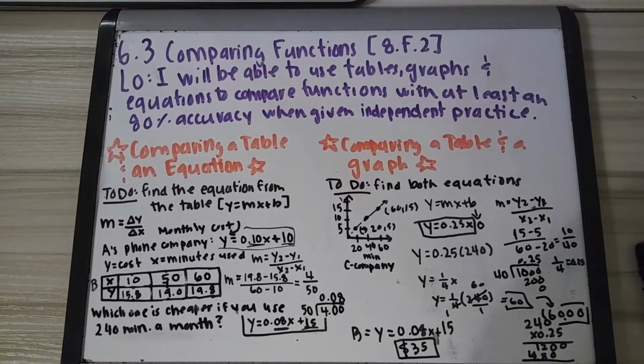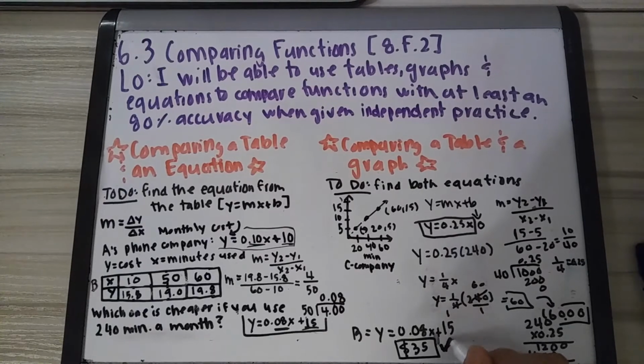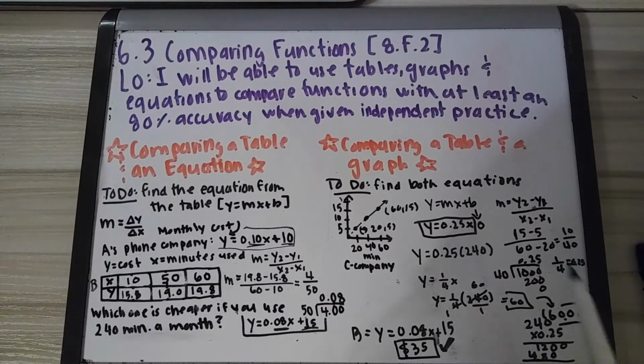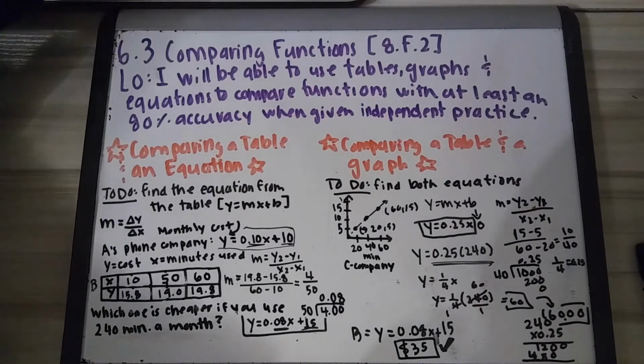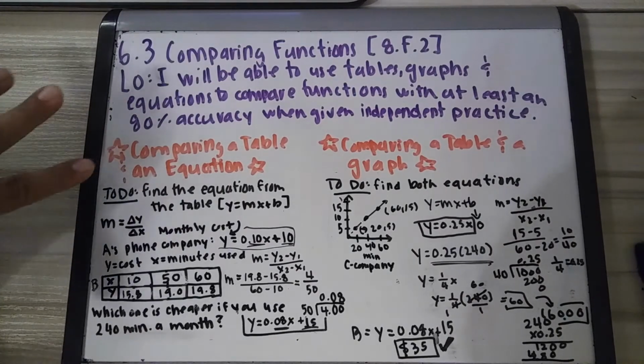So in this case, company B is cheaper when we compare B and C, because this one you're spending $60 and this one is only $35. Now again, it depends on what information they ask you for, because if they say, okay, I'm only using 10 minutes, of course it's going to be cheaper because you don't have an initial value and it's only 25 cents per minute.